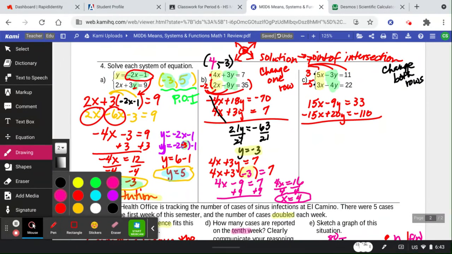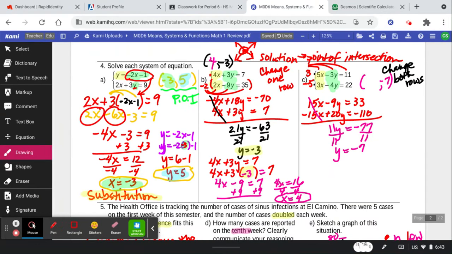Now we've got our opposites. Now something crosses out. -9 plus 20 gives me 11y. 33 minus 110 is -77. Divide by 11. I get that y equals -7. All this work, and that's half my answer. I now need to plug into any of the equations in order to get the x value. So which one do I want to use? It's up to you. I'm going to choose the top one. You pick whichever one you're more comfortable with.